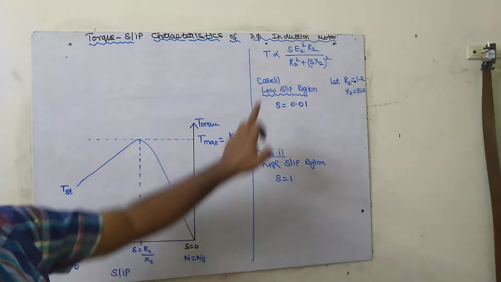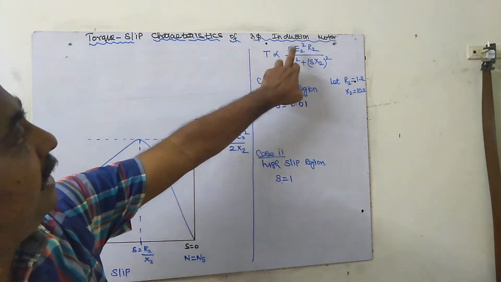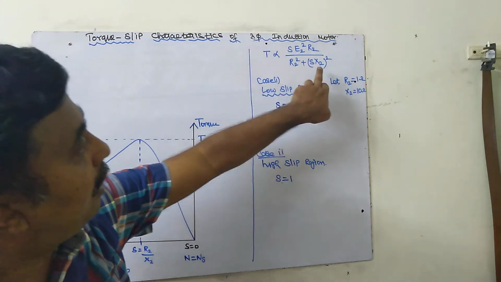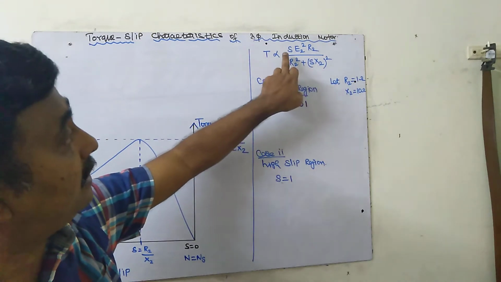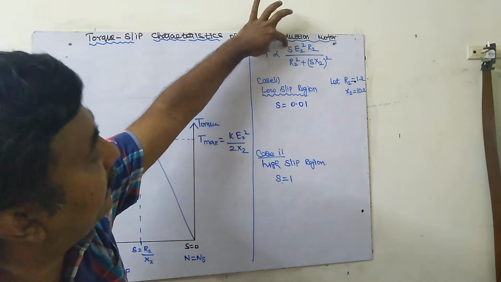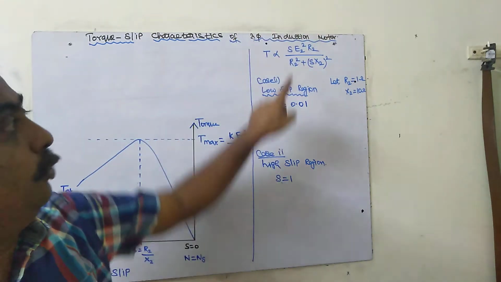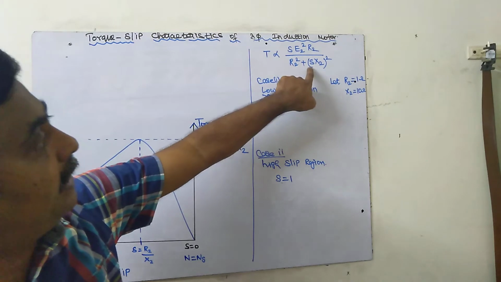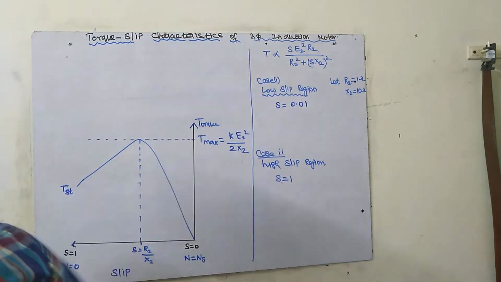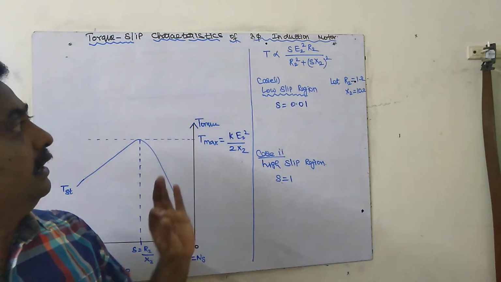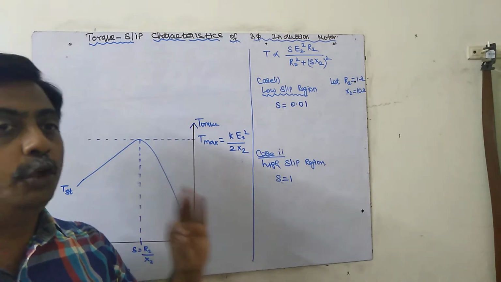Here, what is the relation between torque and the slip? Whether it is directly proportional or inversely proportional, because S is located in the numerator as well as the denominator. Numerator only S, denominator it is S square. So is it inversely proportional? No. The torque slip characteristic is a unique characteristic.